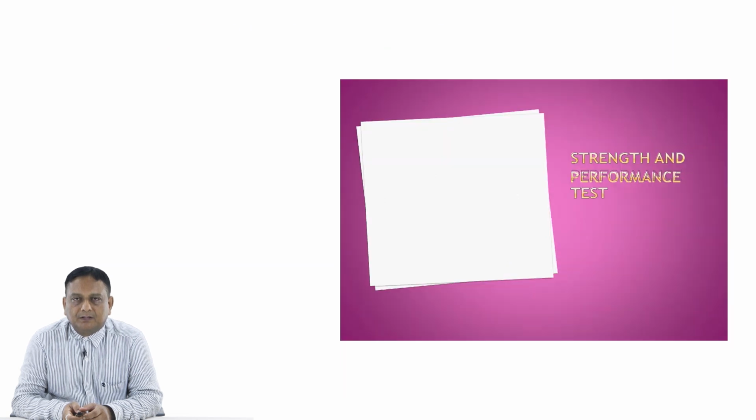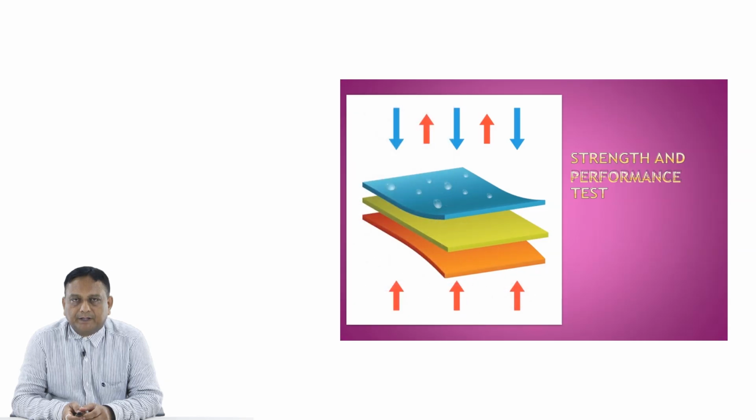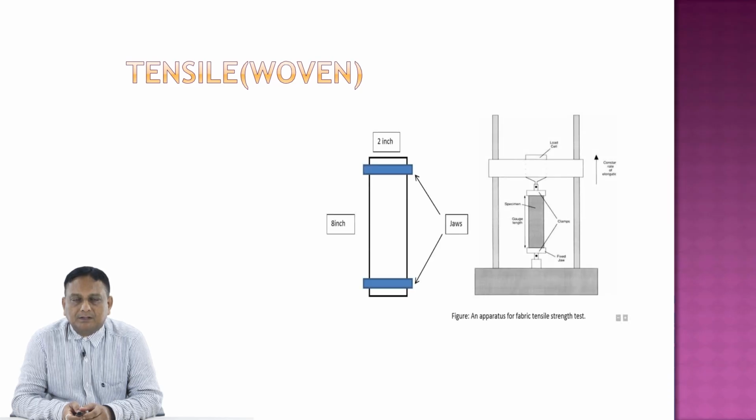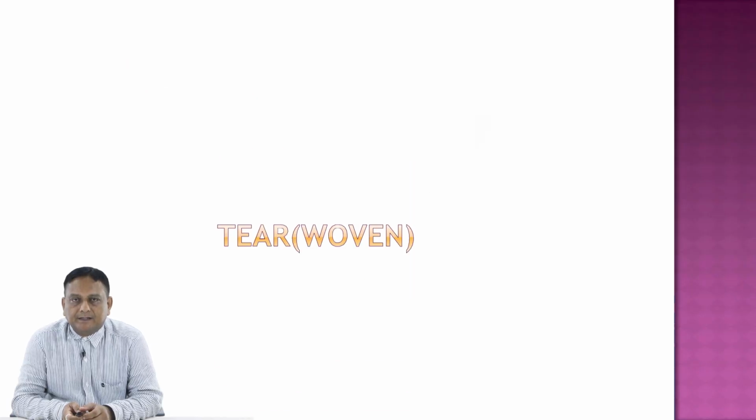Then comes the strength and performance test of a garment. So there are different types of strength testing. One of them is the tensile test, that is for woven material, and these are different schematic views of the tensile testing instrument and how the material or the fabric is getting loaded or clamped into the machine, and then how it runs. So that is the tensile test.